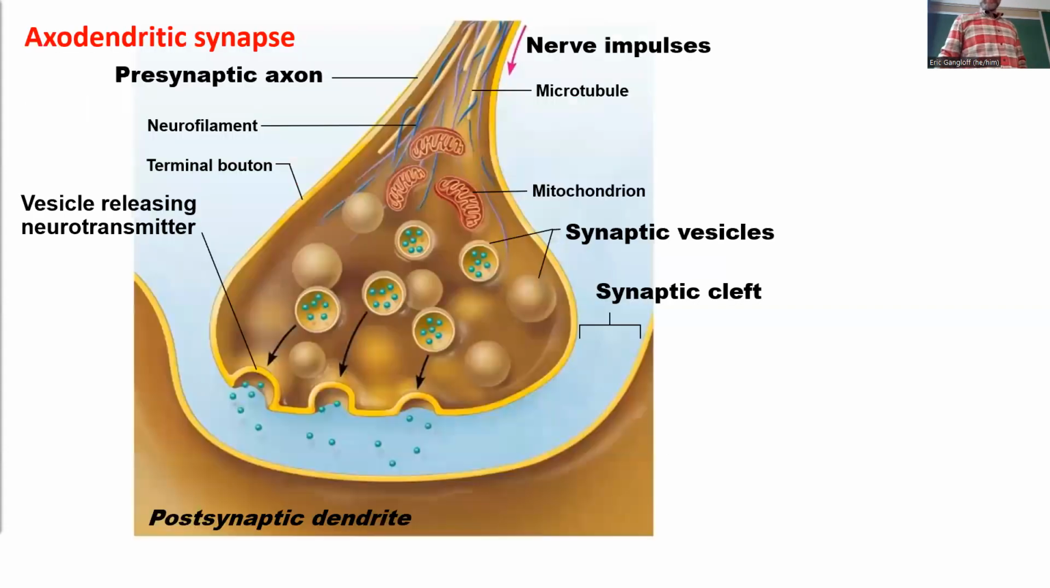Now I want to blow up and look at an example of an axodendritic synapse in a little more detail here. Again, most of this is relevant for your physiology classes. I just want to orient you to the major structures. And so this is the terminal bouton. You can see how it forms this bulbous end at the end of the axon. And what you have here are these vesicles that release neurotransmitters into the synapse.